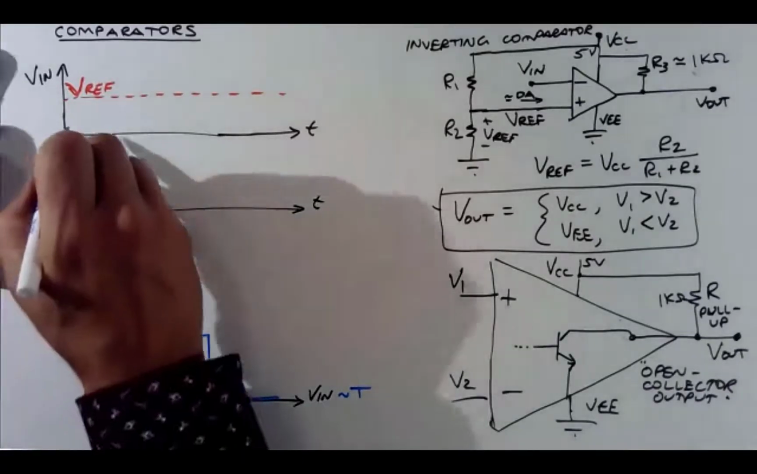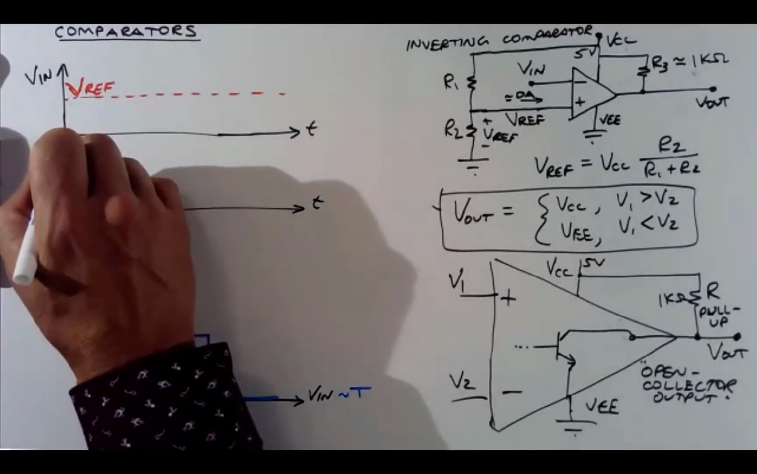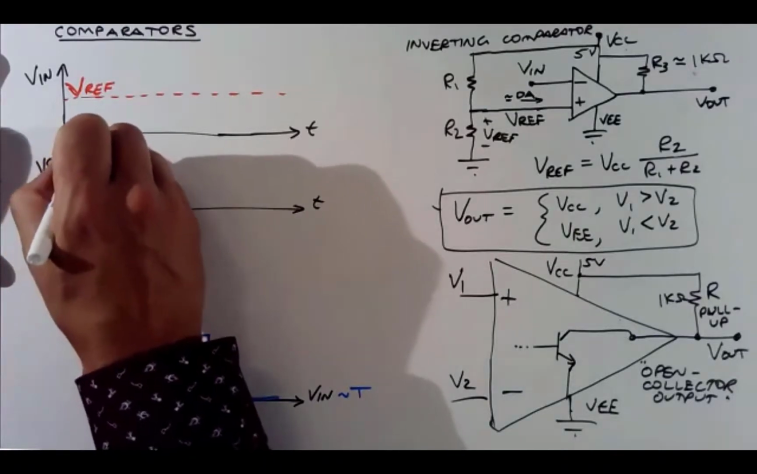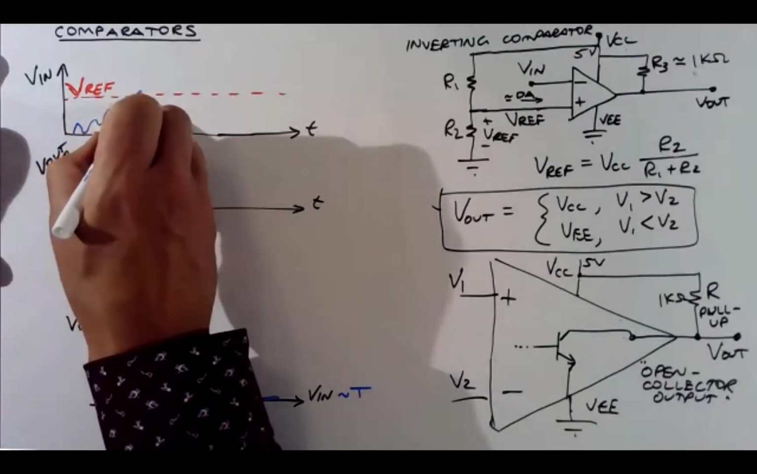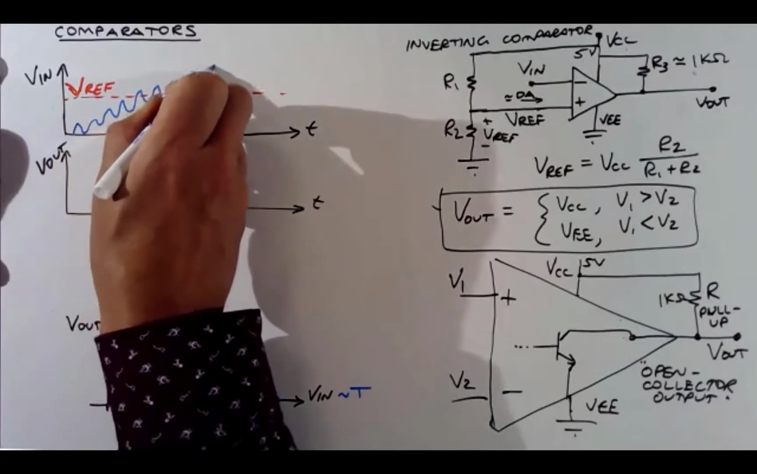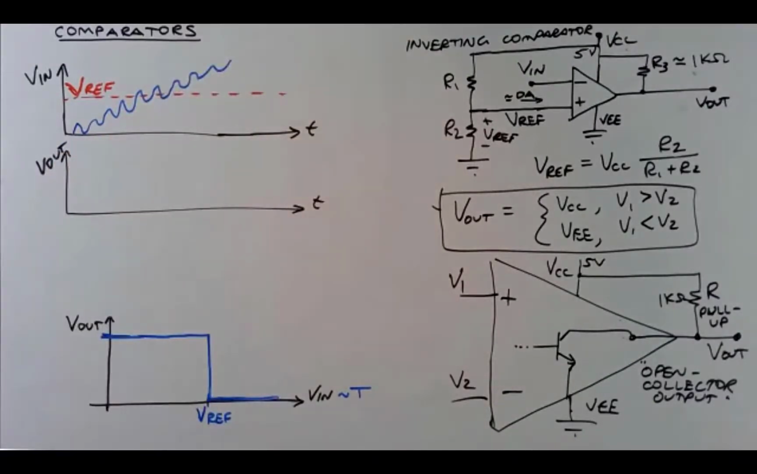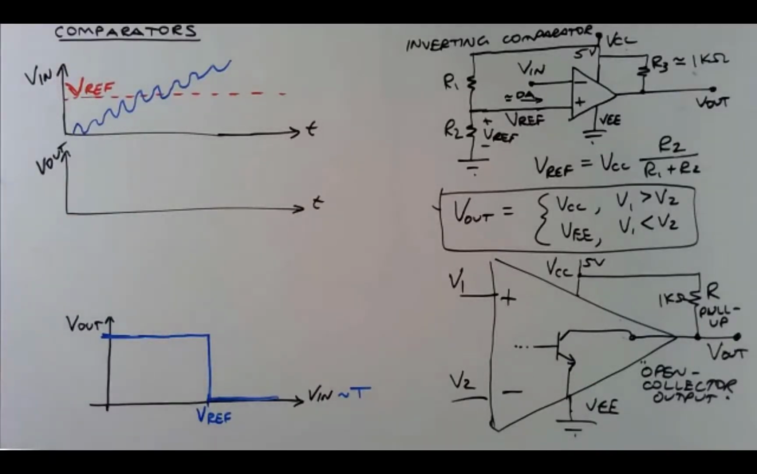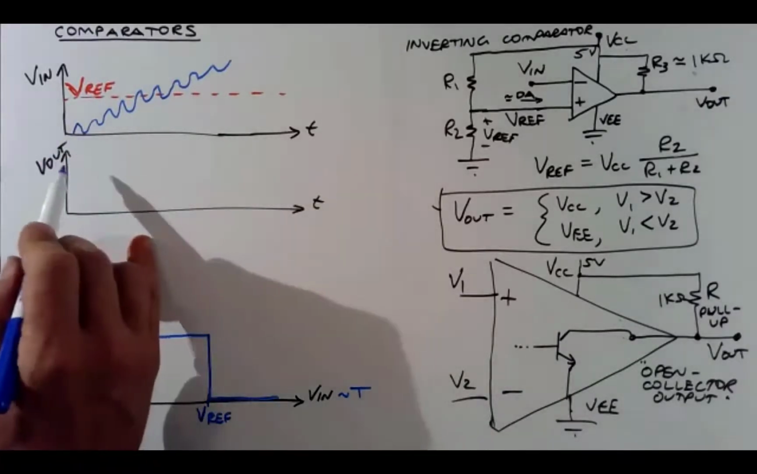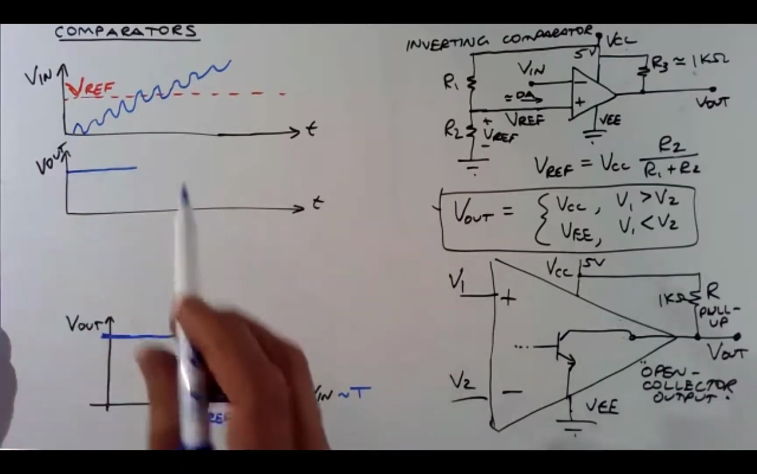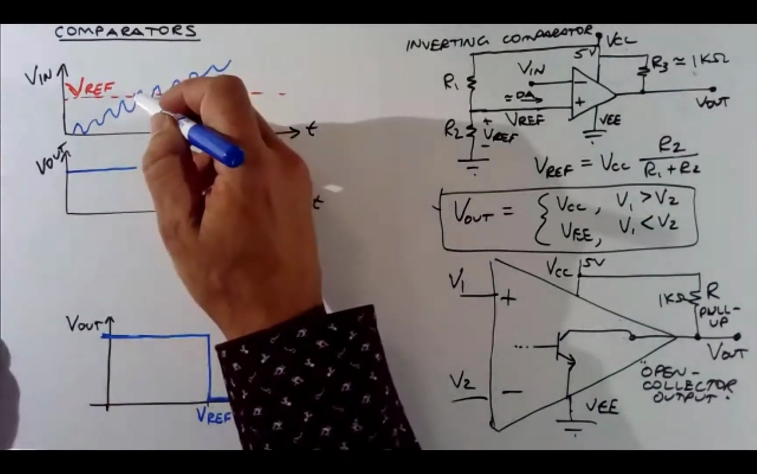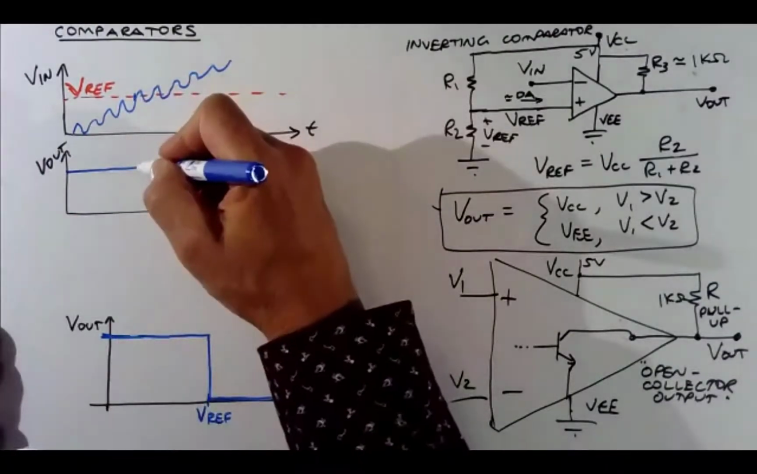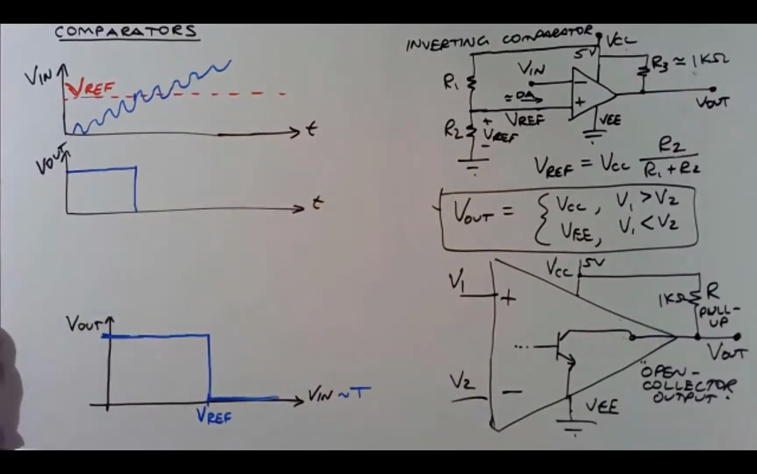Let's take this voltage input and assume it's an increasing voltage that has some noise on it, right? I'm just going to draw some noise on it. It's going up like that. I'm exaggerating it. So what you would see on the output is, when V in is less than V ref, the output is high. So I have a high output. And then as soon as the input crosses the reference, the output goes low.